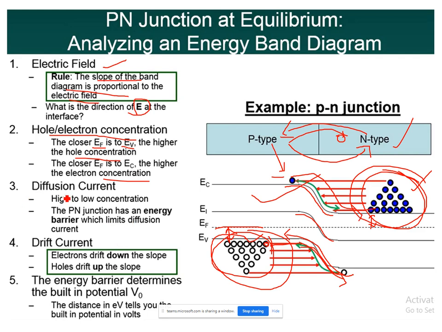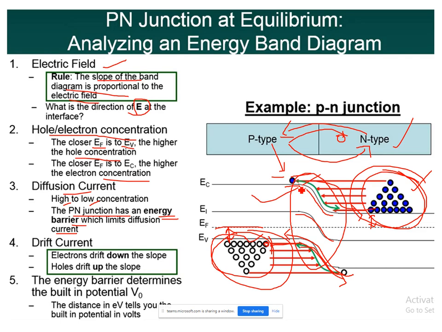So next, coming to diffusion current. Diffusion current is always from higher concentration to lower concentration. Yes, we have already seen that the PN junction has an energy barrier which limits diffusion current, right? So what do you mean by that energy barrier? Energy barrier, in other words, you can say is the depletion region itself. Or here we are seeing a slope, and this slope is actually indicating the depletion region itself, right?